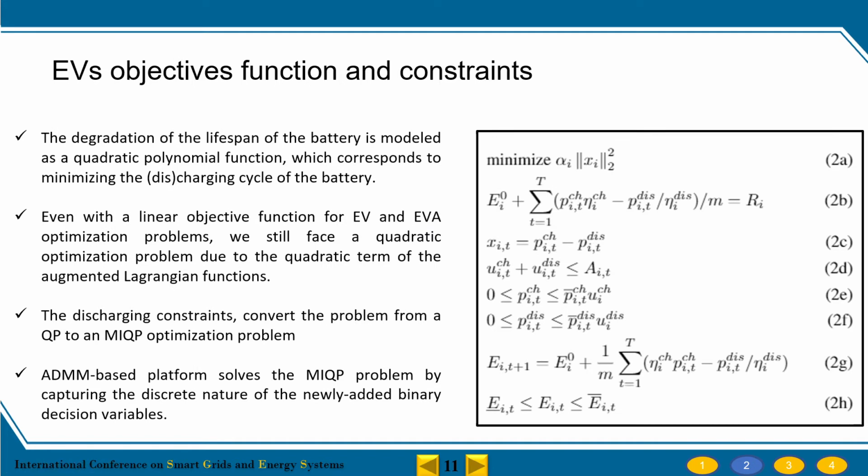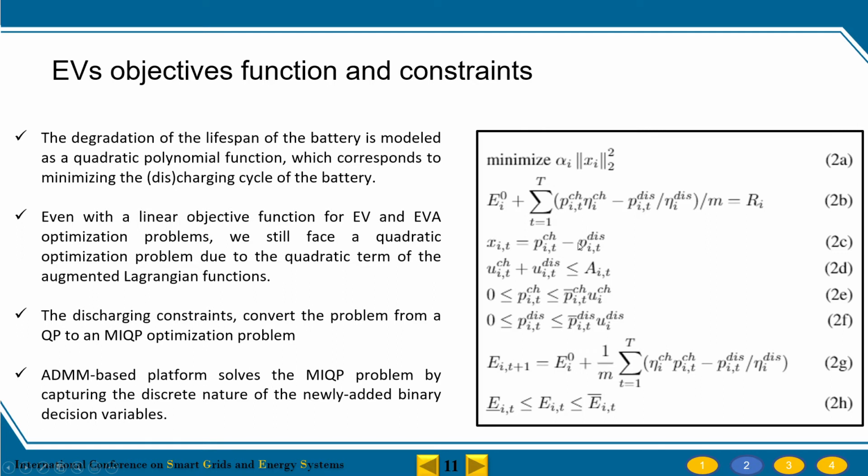Okay, EV objective functions and constraints can be seen in this slide. So we use a quadratic objective function to model the battery degradation cost, and after that we model the energy balance, we model the power exchange and energy exchange.